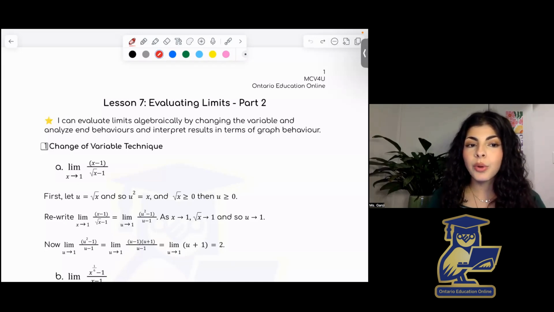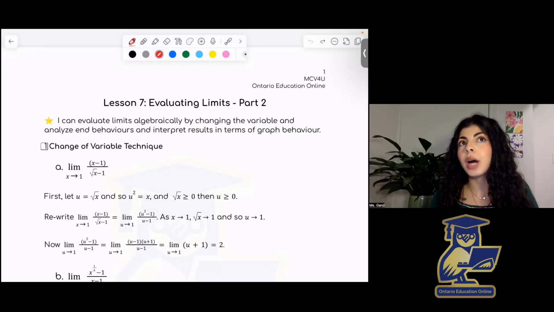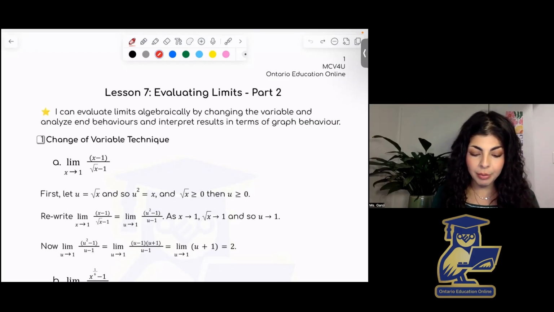So today's learning goal is that you're going to be able to evaluate limits algebraically using the change of variable technique, and you're also going to analyze the behavior of the curves depending on what the expression that we're given looks like. And we're going to make connections between the algebra and the graph. So let's look at our first example here.